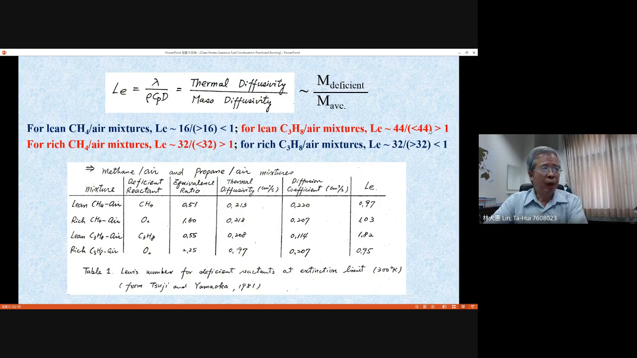You may try to think about rich methane-air mixtures: the Lewis number is bigger than 1. For rich propane-air premixtures, the Lewis number should be smaller than 1.